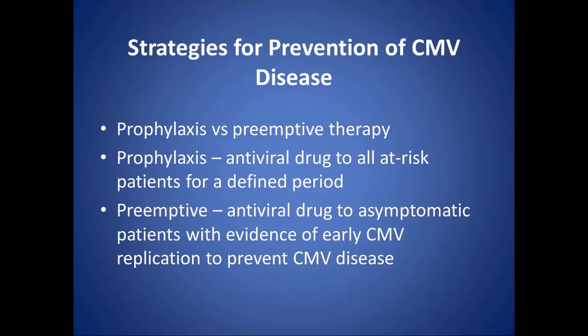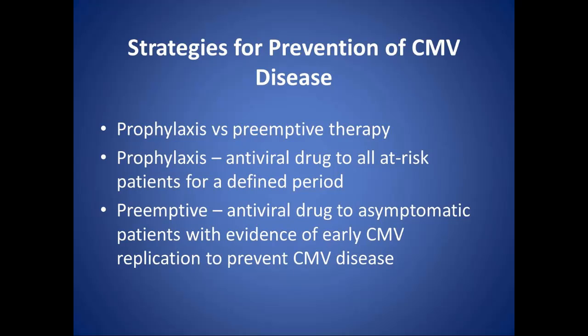So prophylaxis would be you give the patients antiviral drugs after transplant for a defined period of time to prevent CMV disease. Whereas preemptive is you monitor the patients with intermittent viral load tests, and when it becomes positive, then you treat them. So you're basically monitoring them for any evidence of early CMV replication with the goal of preventing disease.